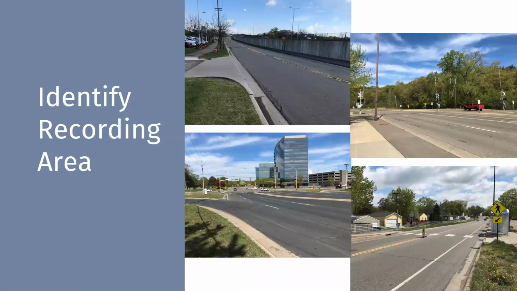So whether you're recording an intersection, a mid-block crossing, a railroad crossing, or whatever else, when you get to the site, you need to identify everything that needs to be captured in your video. This may include crosswalks, channelized right turns, signal heads, stop bars, and many other things.